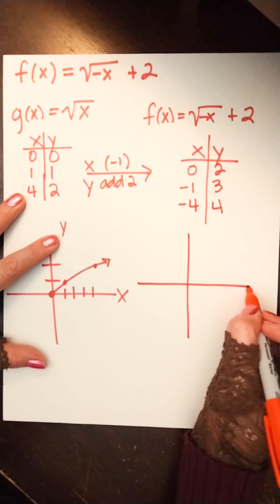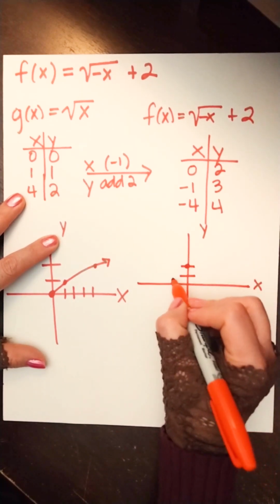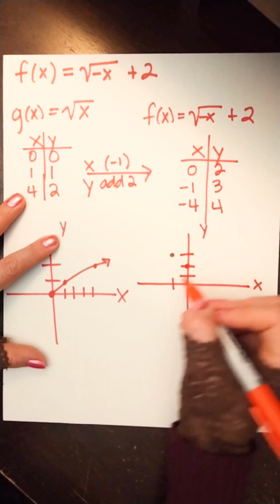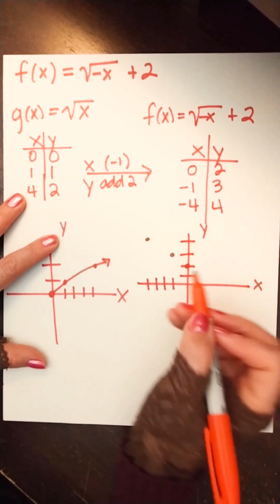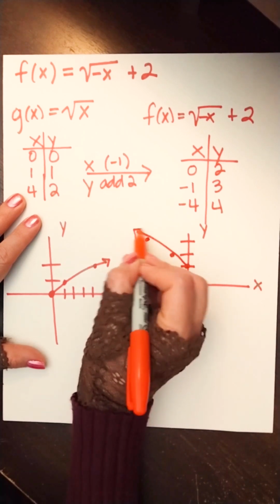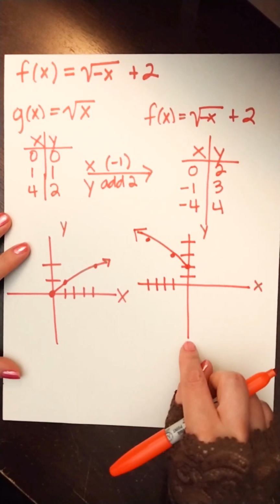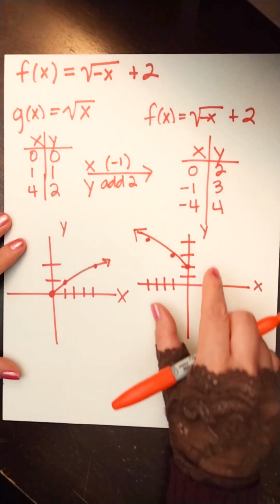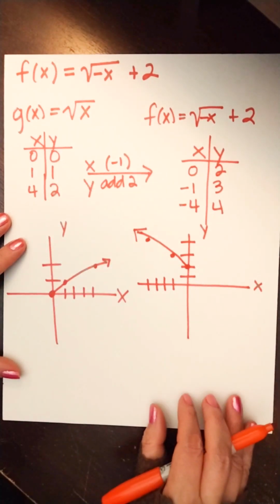And then we will plot these points, and then we'll connect the dots. Okay, so this is the answer. You're done. This is your graph right here, the graph of this function using transformations.